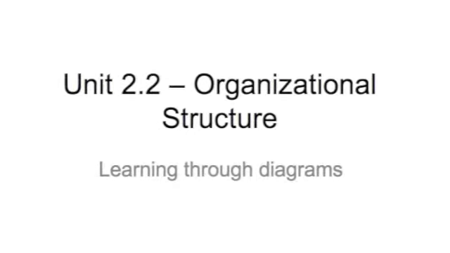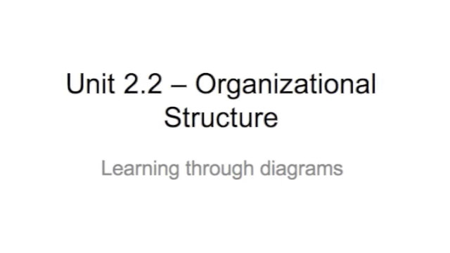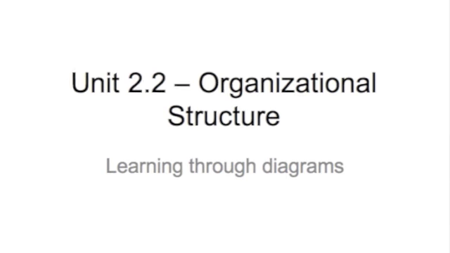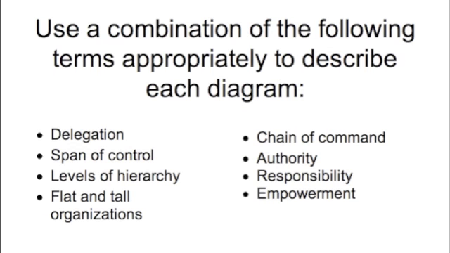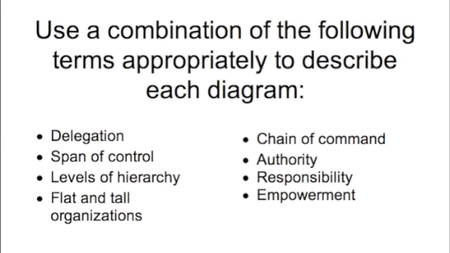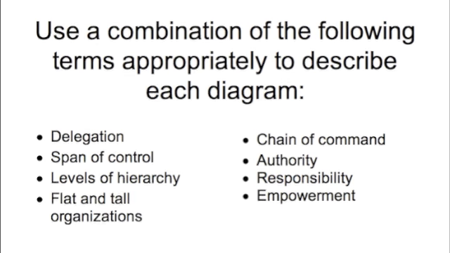Mr. Opera is sick today, so I'll be taking over the class, and today we're going to learn about Organizational Structures, Unit 2.2. And we're going to learn through diagrams, and we're going to use these terms that will be shown on the screen. And they are delegation, span of control, level of hierarchy, level, flat and tall organizations, chain of commands, authority, responsibility, and empowerment.